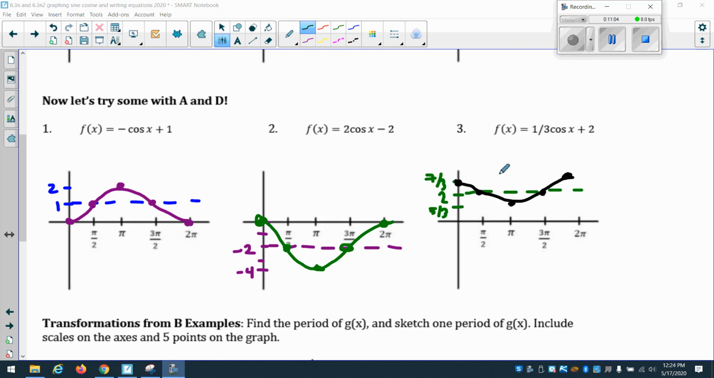Okay, so for number 3, our midline was 2 and our amplitude was 1/3. So you add 1/3 and end up getting 7/3 or 2.333 repeating. If you subtract 1/3, you have 5/3, which is 1.66667. Okay, so for number 3, hopefully all of you got that.